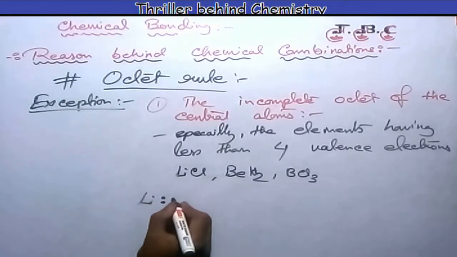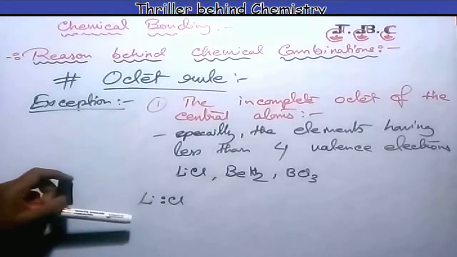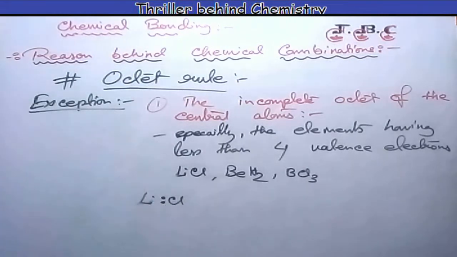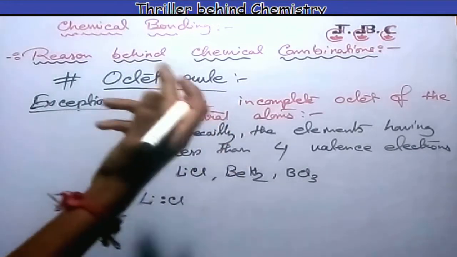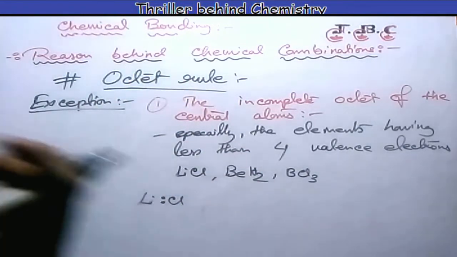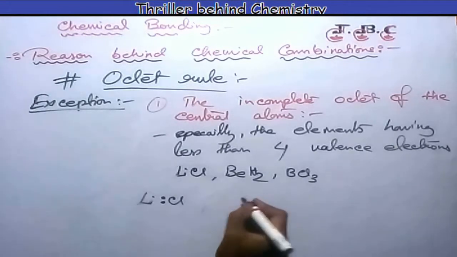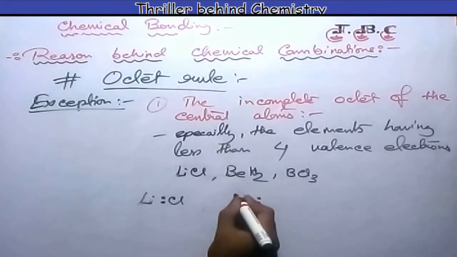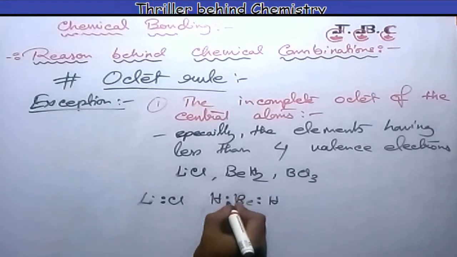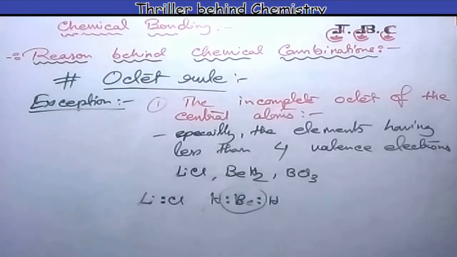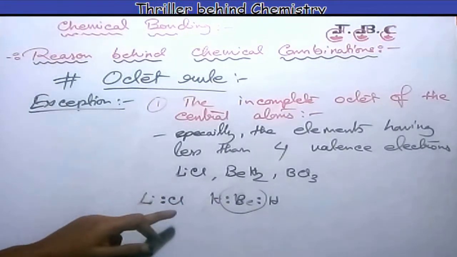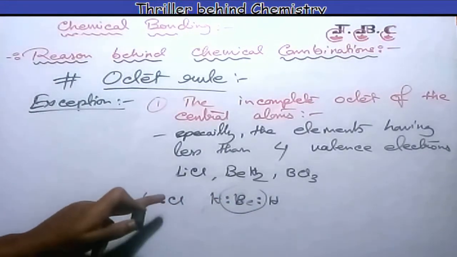So lithium chloride, the Lewis structure is like this. Beryllium also has 2 valence electrons in the isolated state or free atom of beryllium, so less than 4, and 2 hydrogen atoms contribute 1 electron each. That is, beryllium has 4 valence electrons in the molecule. Lithium has 2 valence electrons in the molecule, that is, lithium chloride.